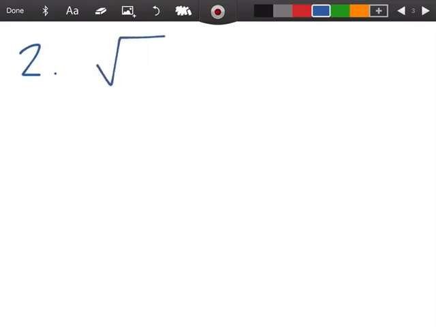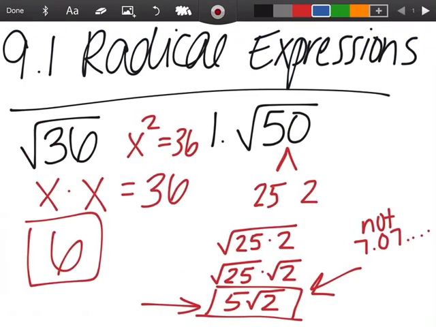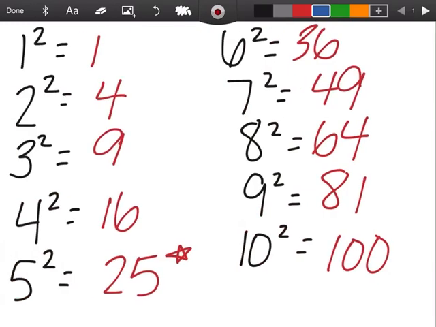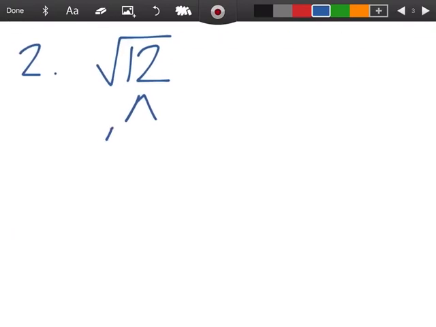Number 2 says the square root of 12. So I want to not just factor 12, but factor it so that one of the numbers is a perfect square, because then I can simplify the square root. So along your list of perfect squares, the only number that is a factor of 12, besides 1, because 1's a factor of everything, is 4. So I'm going to break down 12 as being 4 times 3.